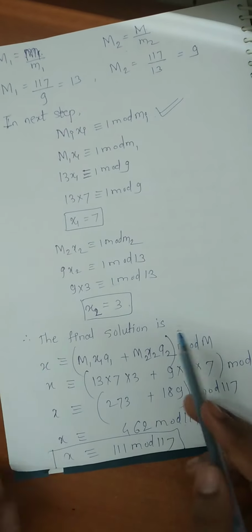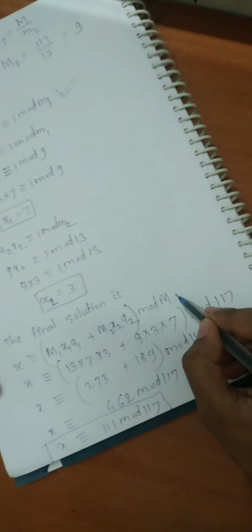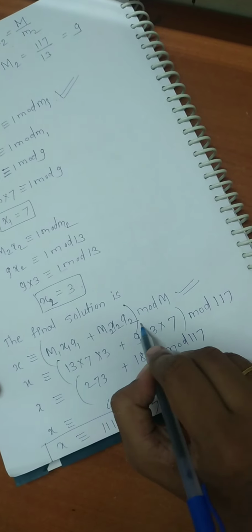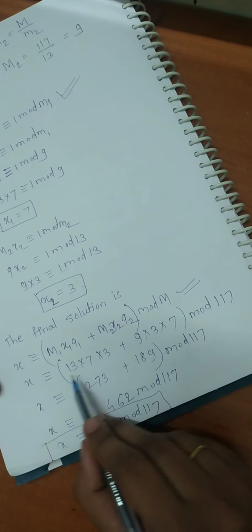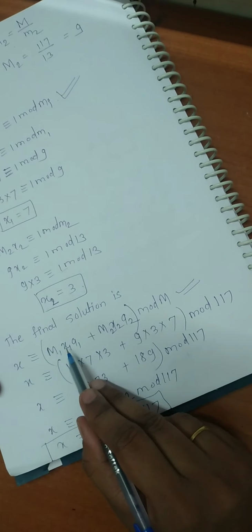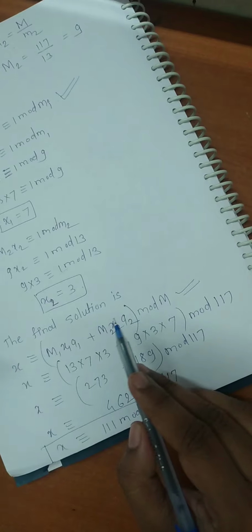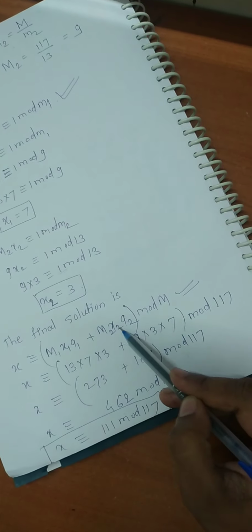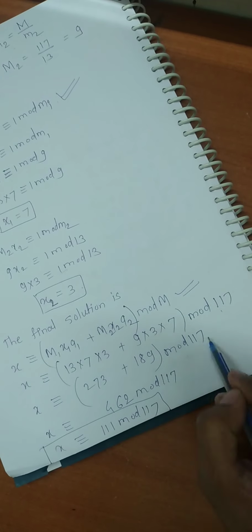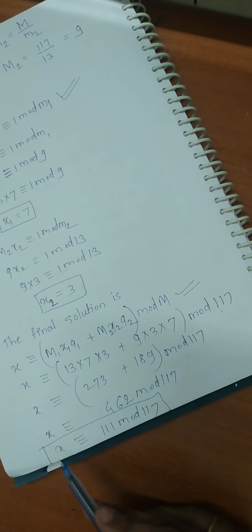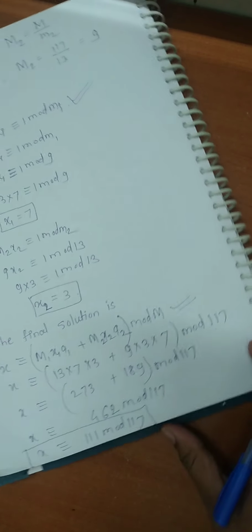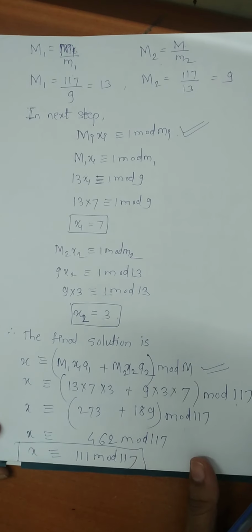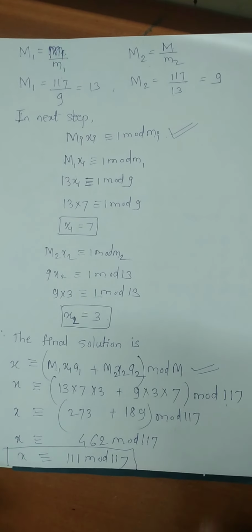And the final solution you will get like this. X is congruent to M1 X1 A1 plus M2 X2 A2 mod M. So X is congruent to 13, put value of M1 X1 A1. We have solved all these values, M1 X1 and A1, M2 X2 and A2. Put all values and calculate, you will get answer X is congruent to 111 mod 117.